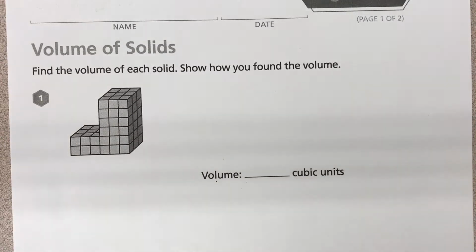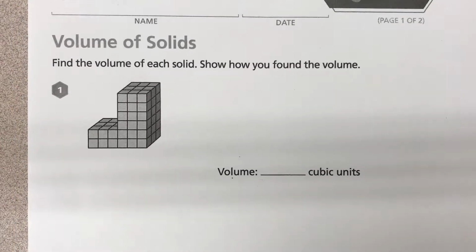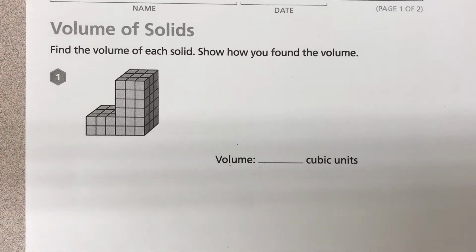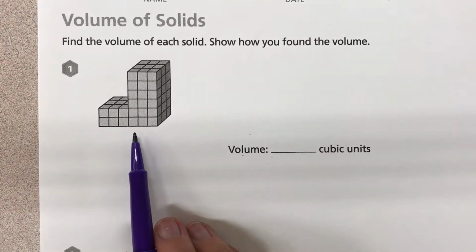All right, guys, so I'm going to go over the homework from last night. This is SAB page 100, and this is volume of solids. You were assigned to do numbers 1 and 2 on page 100, so I'm going to go over those now. Number 1 should have been pretty easy.